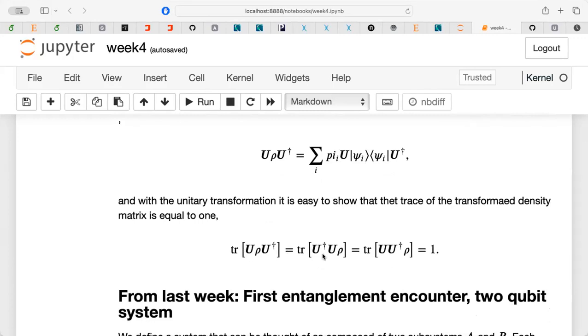So if you look at the trace here, if you look at the cyclic changes, you can always rewrite the last one, since U is a unitary matrix, in terms of U times U and then the Hermitian conjugate.